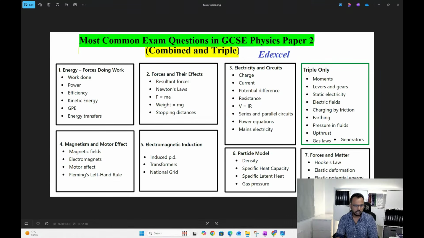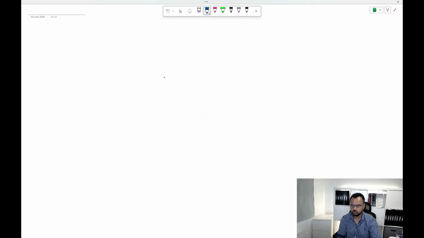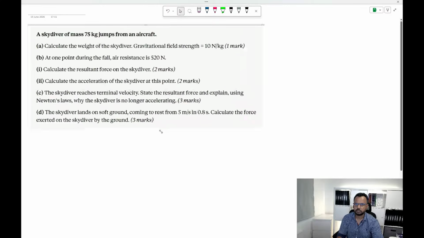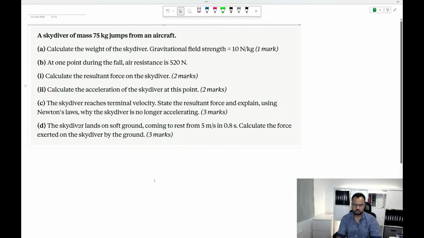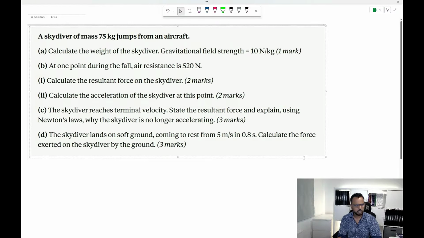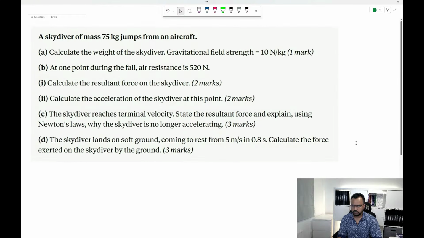So let's try another question now. What we are doing is a mixture of theory and questions. Question time. Here's another one, a really interesting question. These skydiver questions are very popular, guys. Let's try this one. So here's the question, parts A to D.